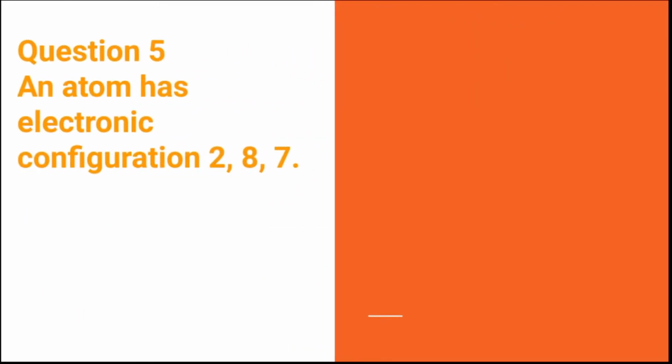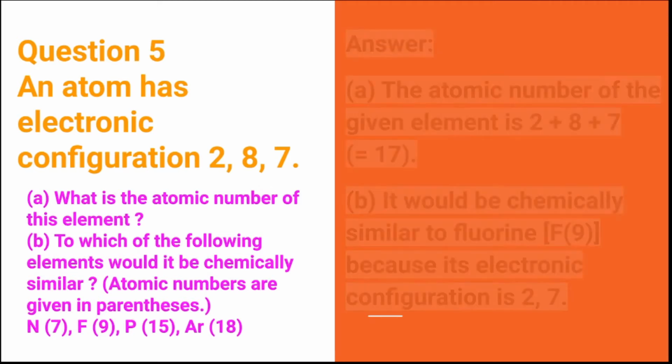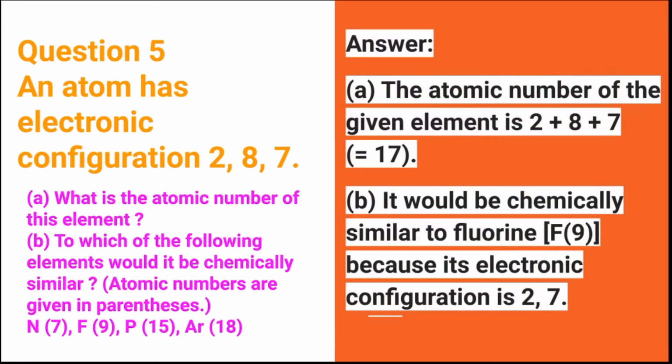Question number 5. An atom has electronic configuration 2,8,7. What is the atomic number of this element? And to which of the following elements would it be chemically similar? Atomic numbers are given in parentheses: nitrogen 7, fluorine 9, phosphorus 15, argon 18.